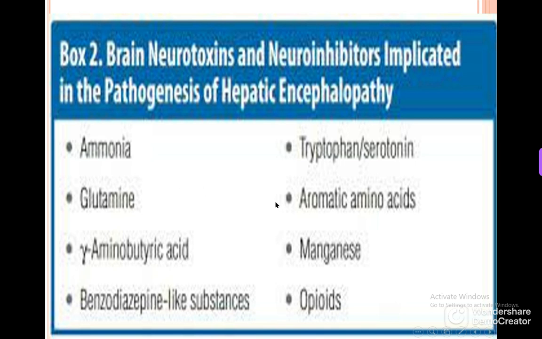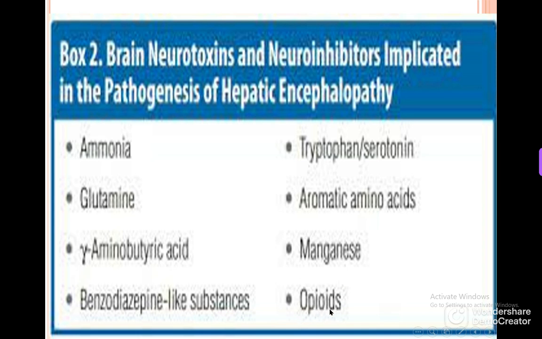For example, ammonia is a byproduct. The mercaptans, remember, are very important substances. Not only ammonia, but mercaptans, glutamine, alpha amino butyric acid, and benzodiazepine-like substances. They are also converted into benzodiazepine-like substances, and tryptophan and serotonins are also formed in the liver abnormally. Aromatic amino acids are also formed. Manganese compounds are formed, and opiates are formed.